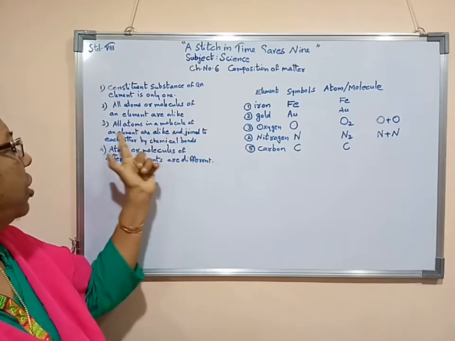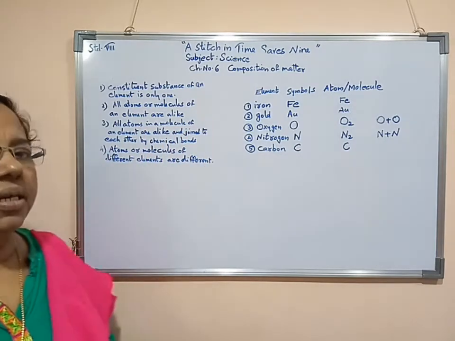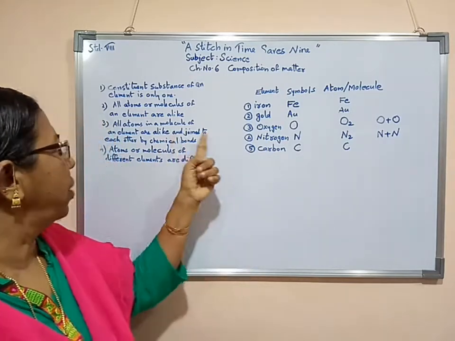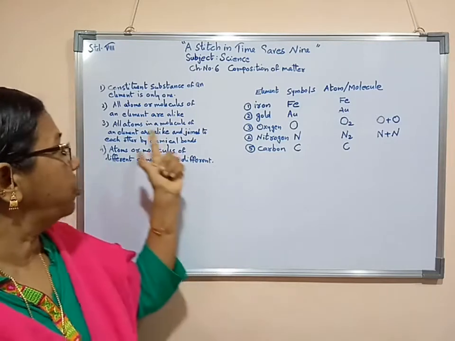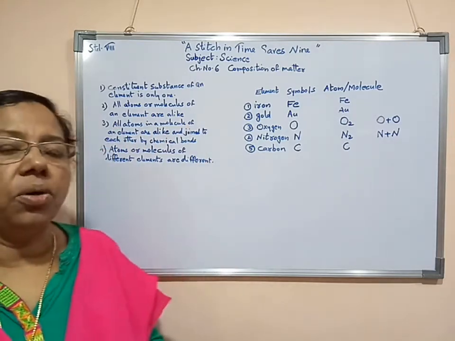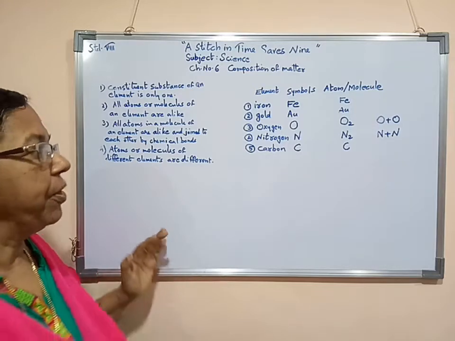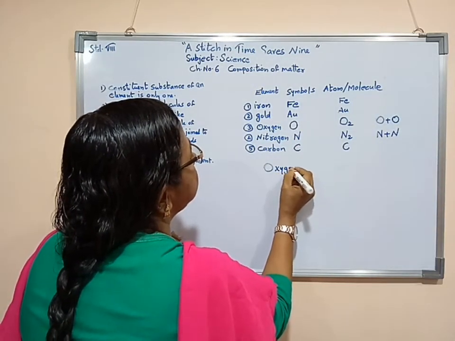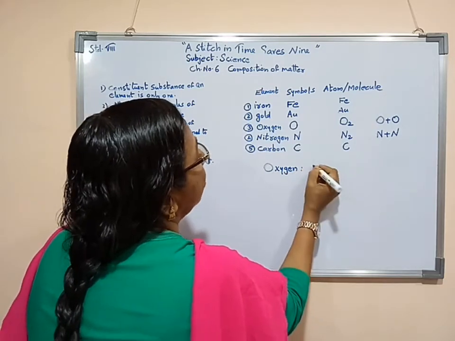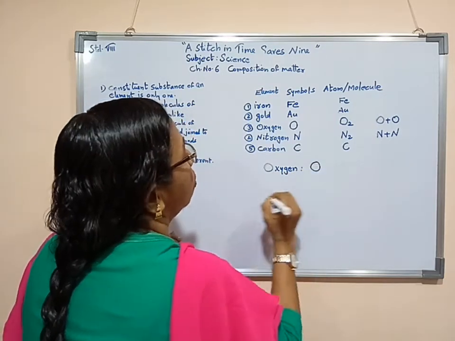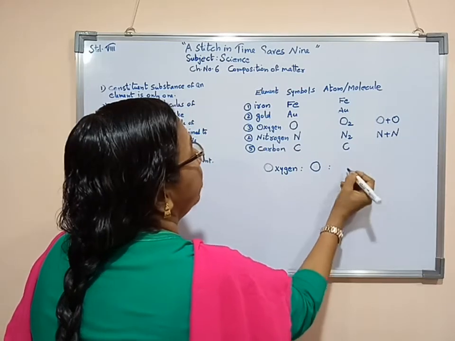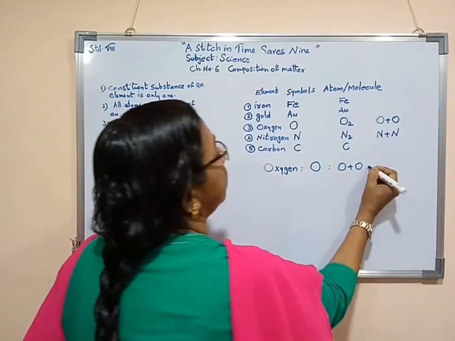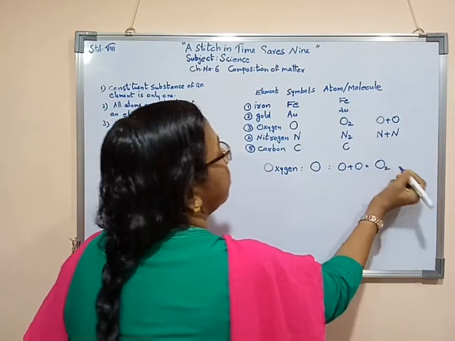All atoms in a molecule of an element are alike and are joined to each other by chemical bonds. So the first point here is, all atoms in a molecule of an element are alike. Now here we are thinking of only oxygen. Its symbol is O. Now this is joined with another atom. That means two oxygen atoms joined together, and an oxygen molecule became.